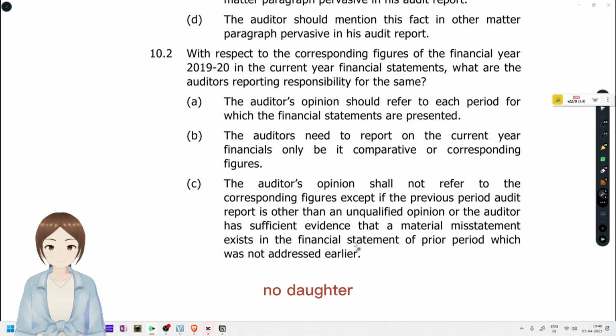The auditor's opinion shall not refer to corresponding figures except when the previous period audit report has an opinion other than unqualified, or the auditor has sufficient evidence that a material misstatement exists in the prior period financial statements which was not addressed earlier. So the auditor does not refer to those corresponding figures, except when the previous period audit report has a qualified opinion in the previous year.